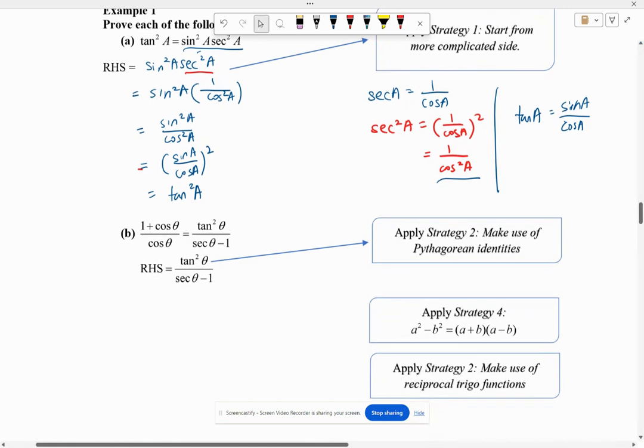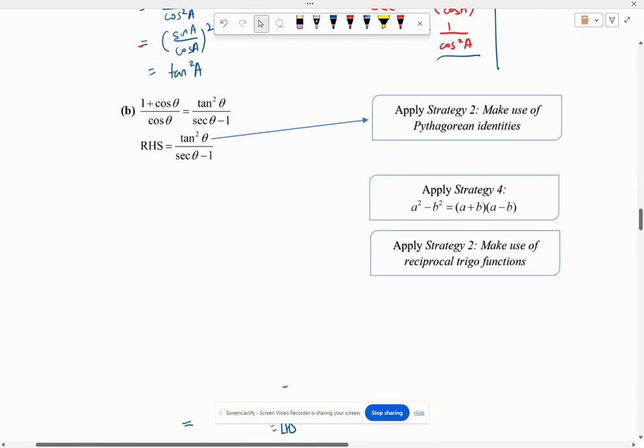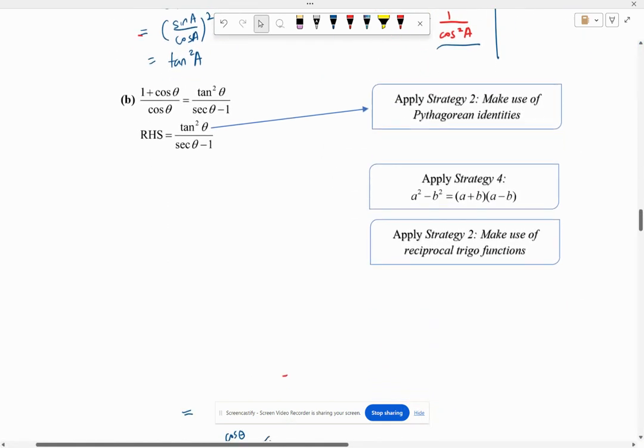Let's look at the second example, for B. So which is the more complicated side again? I see that the second one, the right-hand side, is the more complicated. So the right-hand side I copy down.